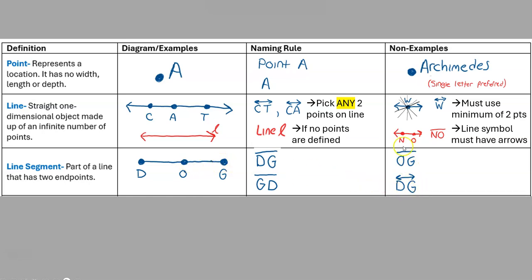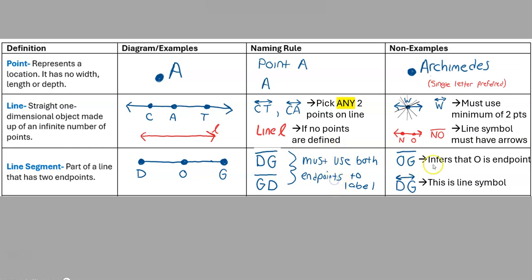And then for this one, kind of like the last example, I tricked you. I threw the line symbol up there. So even though DG is correct, the symbol is wrong. So in our naming rules, we must use both endpoints to label. That's like you can't pick any points in this case. Whereas a line you can, segments you can't. And those are the reasons why those non-examples are not going to work.